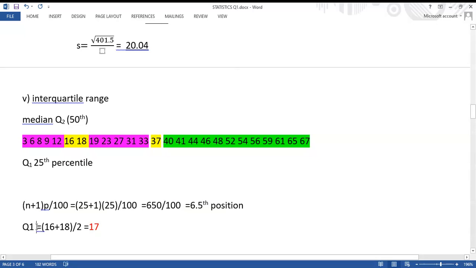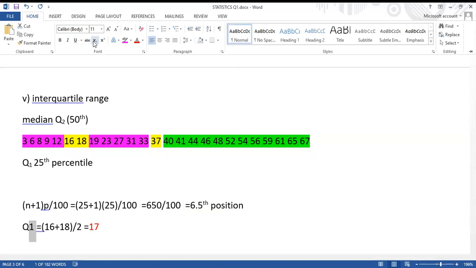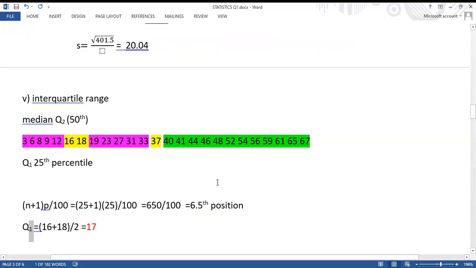Are we okay with that, Mrs. Enala? We're just dividing this data into parts. That's all that's happening here. Just dividing the data into equal parts, and we're just locating positions. That's all. Okay.